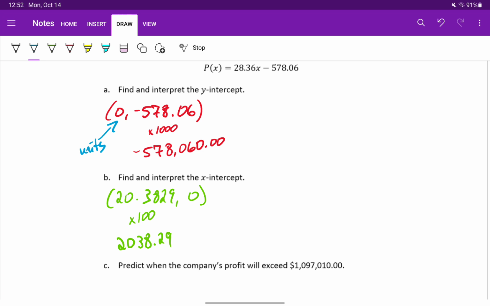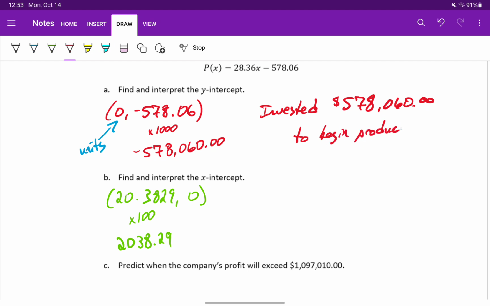Before we actually start producing and selling any items, we have invested or spent $578,060 to begin production. So let's be clear. Let's change that to spent. Our profit is negative, meaning we've spent money but haven't brought anything in yet.